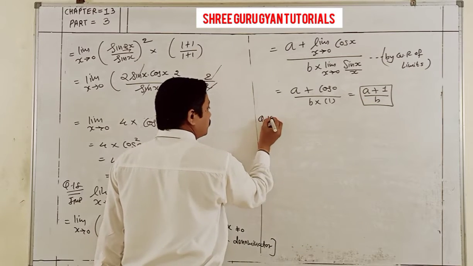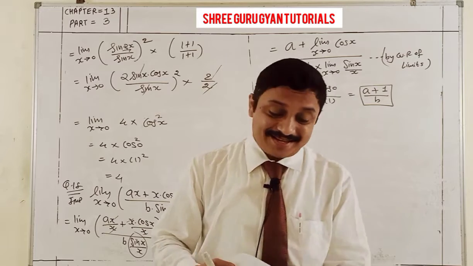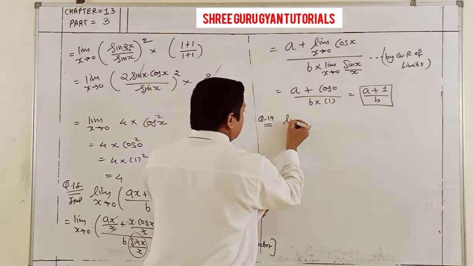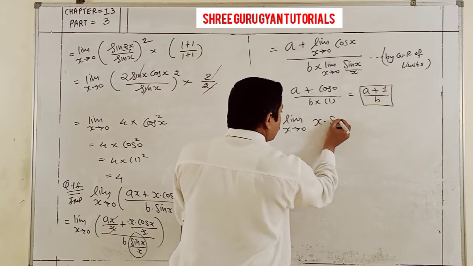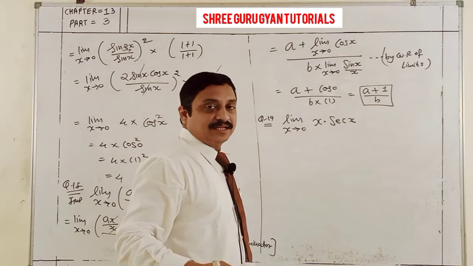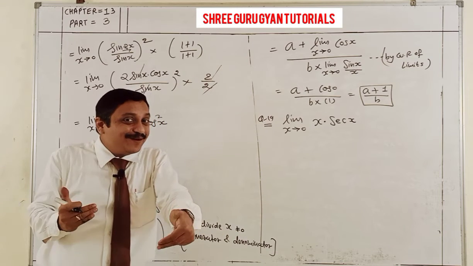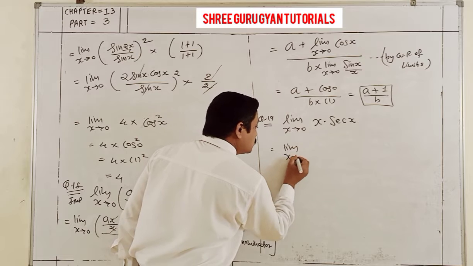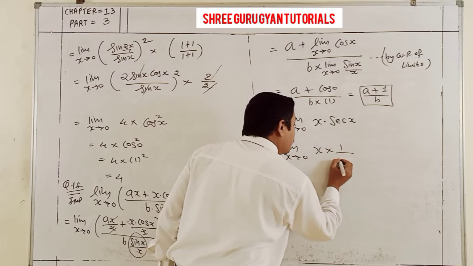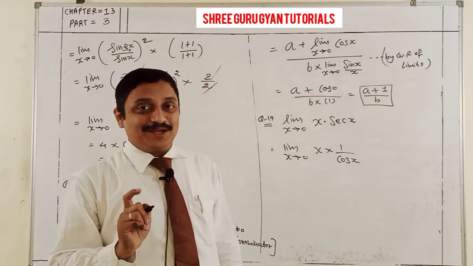Now question number 19. Very easy and very simple. Limit x tends to 0, x into sec x. Students, here sec x I am just converting to the reciprocal of cos, so it is limit x tends to 0, x times 1 by cos x. Now apply the working rule.